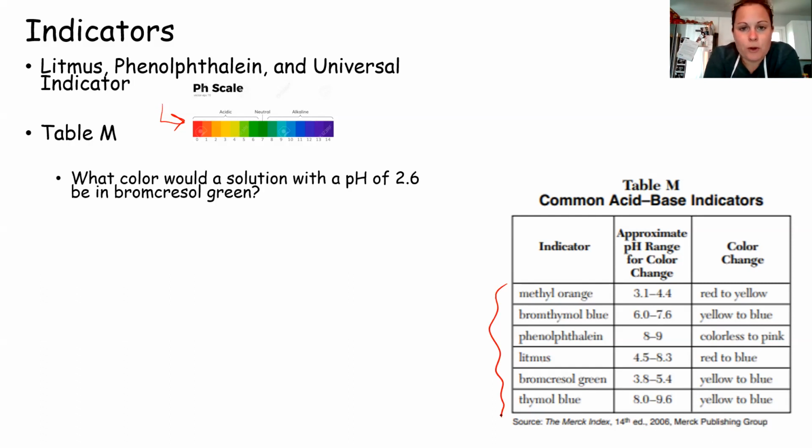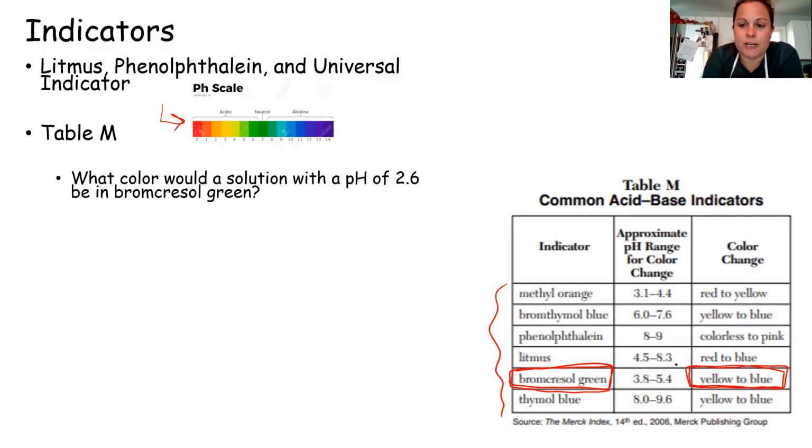So I have a series of questions for you to consider using table M. So the first thing I want to figure out here is, what color would a solution with a pH of 2.6, so an acidic solution, be in Bromcresol green? Bromcresol green is not an indicator we use very often.